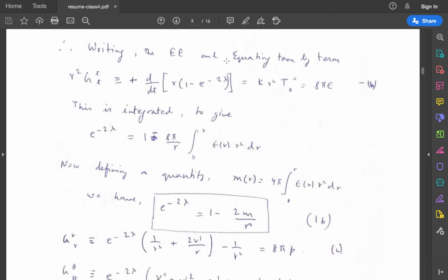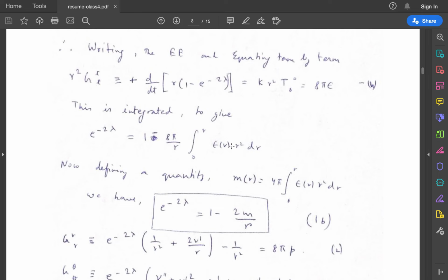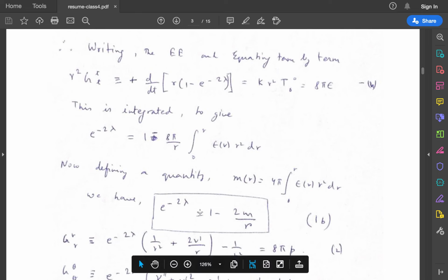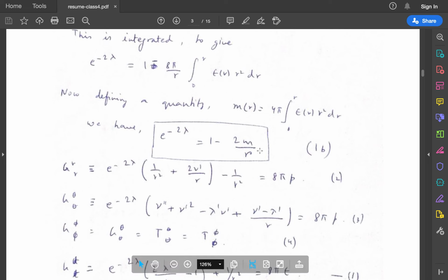So this equation can easily be integrated, and you can find that e^(-2λ) is nothing but 1 - (8π/r) ∫ from 0 to r of ε r² dr. Now we define a quantity, for the time being m(r). This is the mass, which is defined as 4π ∫ from 0 to r of ε r² dr. This is the energy density or the mass density, whatever we want to call it. If I define this quantity to be this, then this equation becomes e^(-2λ) equal to 1 - 2m/r. So we know how λ varies with r. This is the first equation. Let us call it equation 1b.